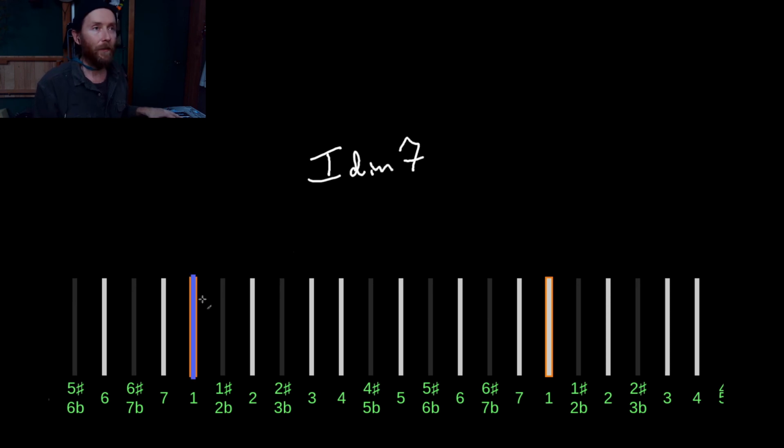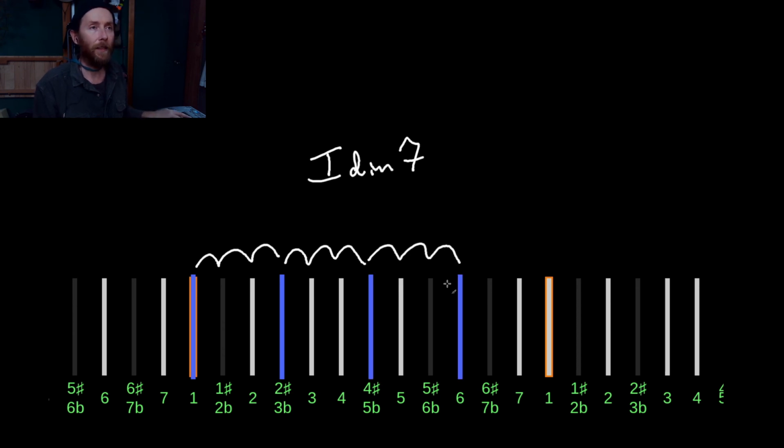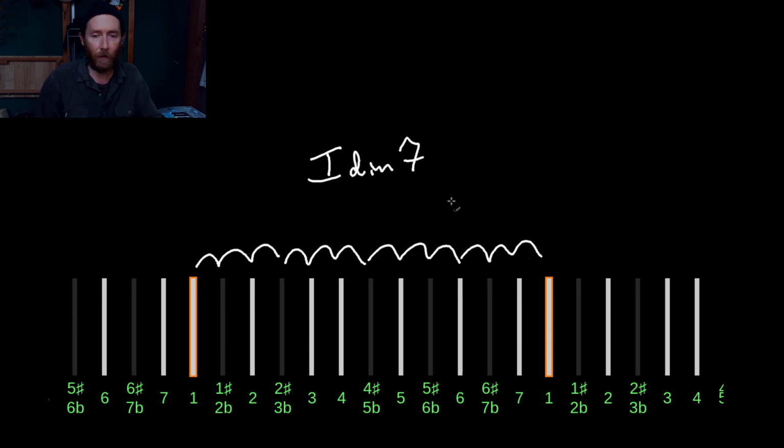You start here, you go up a minor third, which you'll remember is 1, 2, 3 half steps. Then you go up 3 more, 1, 2, 3. Then you go up 3 more, 1, 2, 3, and you get that again. And if you go up 3 more, 1, 2, 3, you get back to the octave. So that's a diminished chord, or a diminished 7th chord.